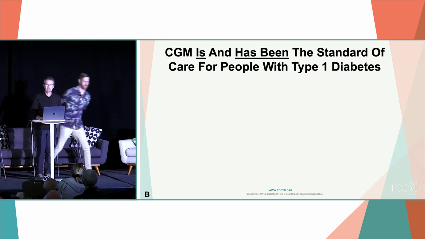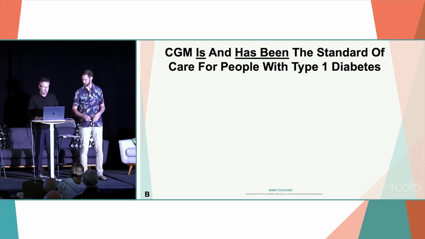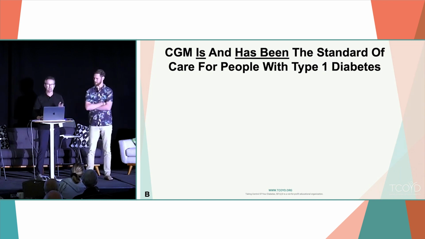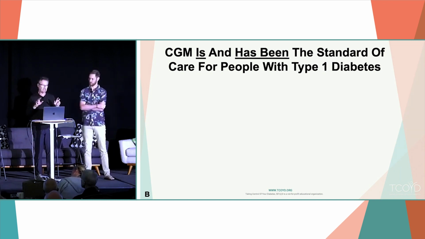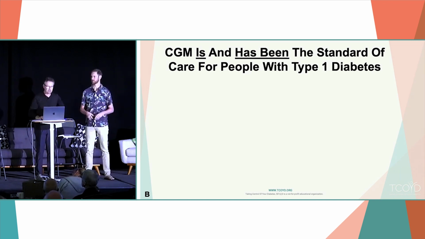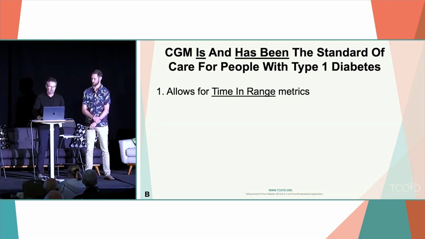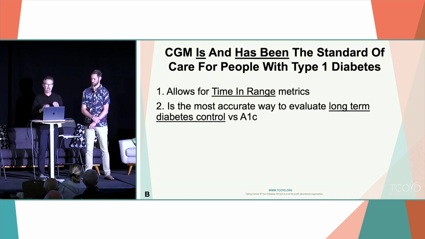Okay, this is an important intro slide. CGM, and I have to tell this to the payers, the insurance companies, is and has been the standard of care for people with type 1 diabetes. Jeremy and I have been pushing this for over 5 years now, and it's been a tough battle with the payers. It allows for time and range metrics, which we're gonna go through. It is the most accurate way to determine your long-term diabetes control.